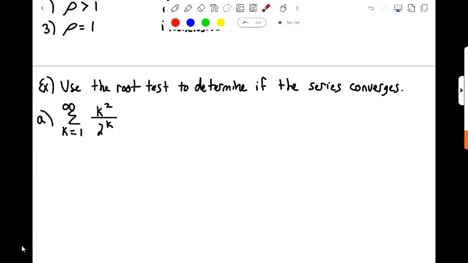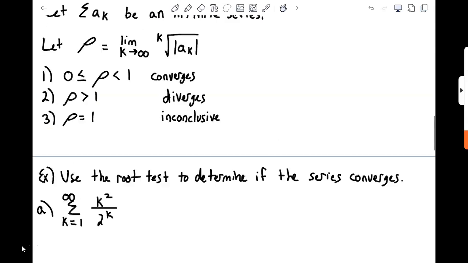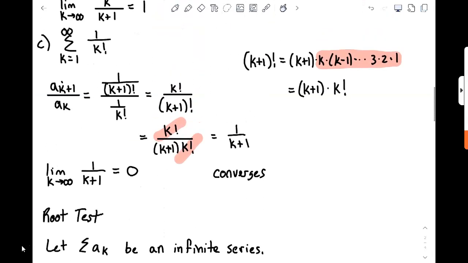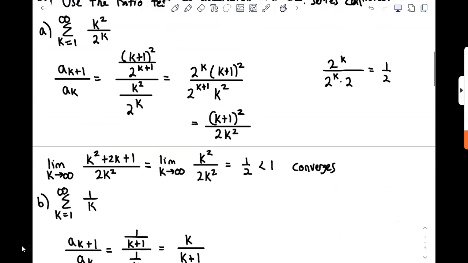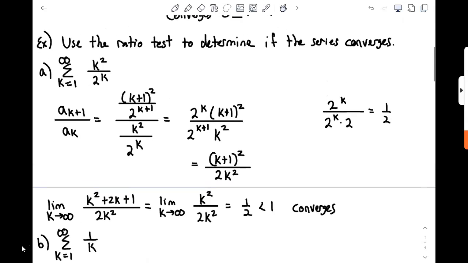All right, welcome back. So in the previous video, we talked about what the root test is. Now we want to actually start using it to check convergence of a series. So the first one I want to look at here is the sum as k goes from 1 to infinity of k squared over 2 to the k. And we worked that out previously with the ratio test.